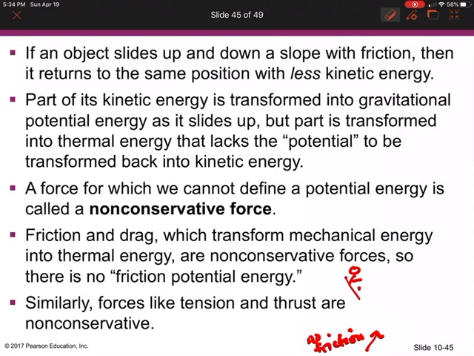But if there is friction involved, that skater is going to go down this curve and then go back, but they're not going to get to the position that they were. A force for which we cannot define a potential energy is called a non-conservative force. Friction and drag, which transform mechanical energy into thermal energy, are non-conservative forces. So there's no friction potential energy.